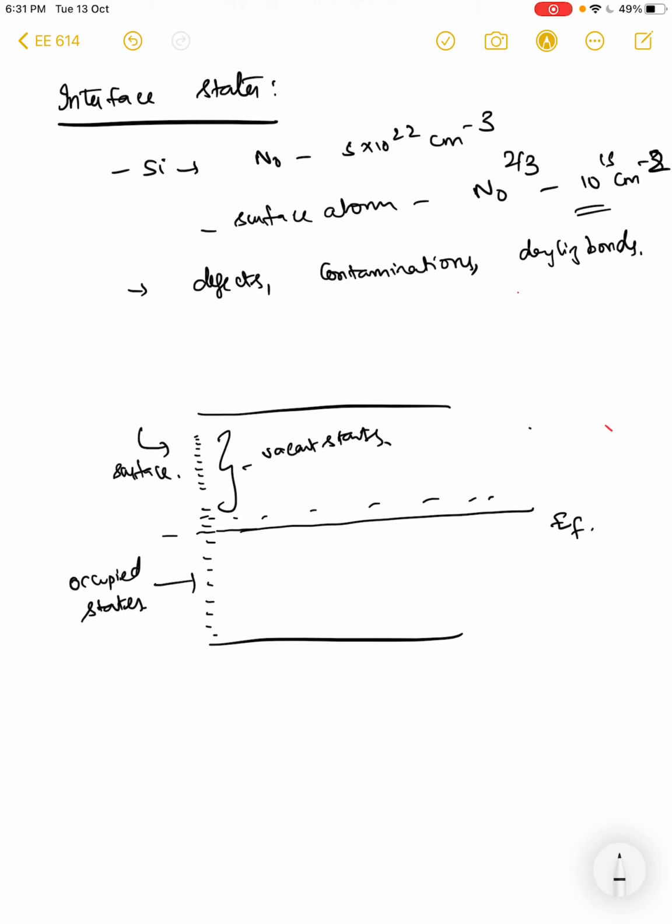These states which are below the Fermi level are called donor interface states, because they are neutral when occupied, and at higher temperatures they start losing their electrons to the vacant states, which are called acceptor states.